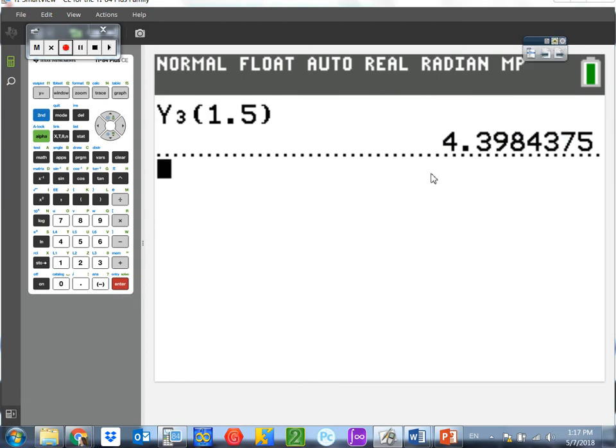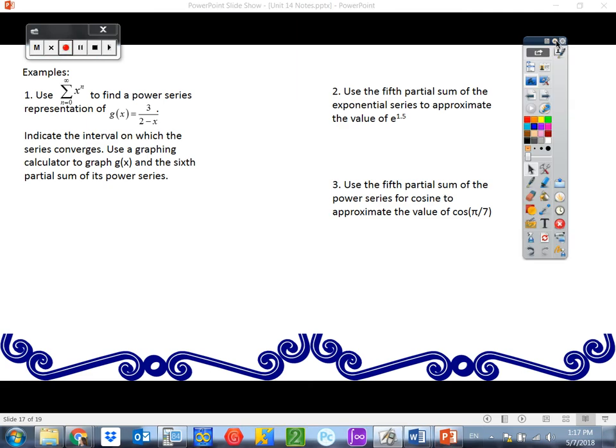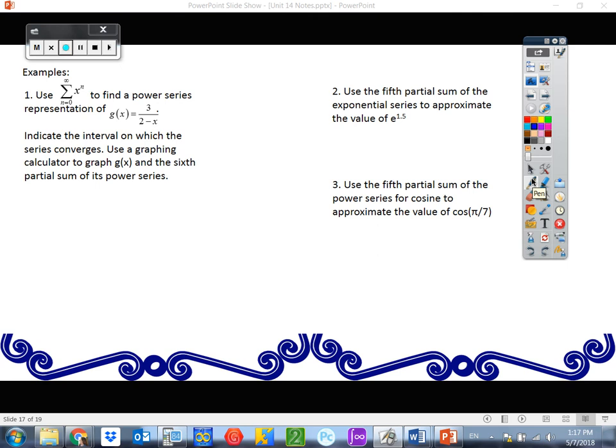Okay, this is our answer. That was way better and easier, less room for error, if you do it that way rather than sticking in 1.5 every time. Because what if you have multiple problems to do with e to the x? You wouldn't want to enter it over and over again. You would just want to have it in there. So to answer our question back here, we would say that e to the 1.5 is approximately 4.398. And that's how we use these series to approximate particular values of e to the x, so e to the 1.5.